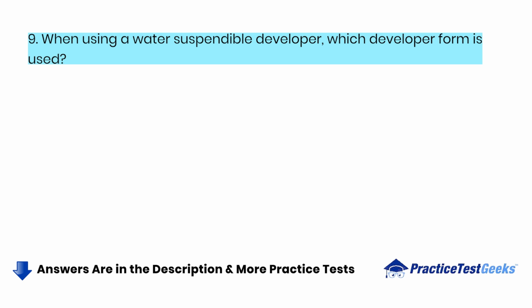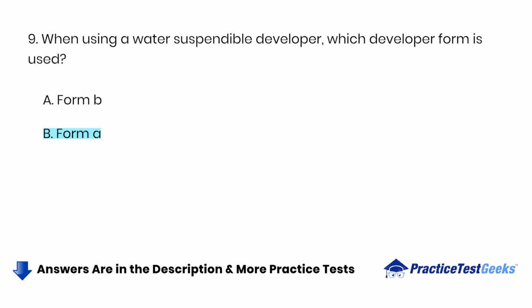When using a water-suspendable developer, which developer form is used? A. Form B. B. Form A. C. Form D. D. Form C.